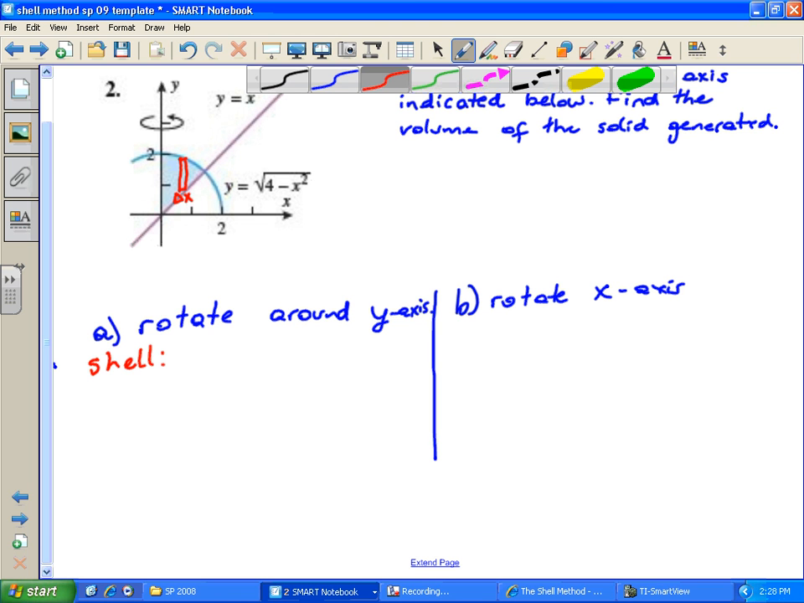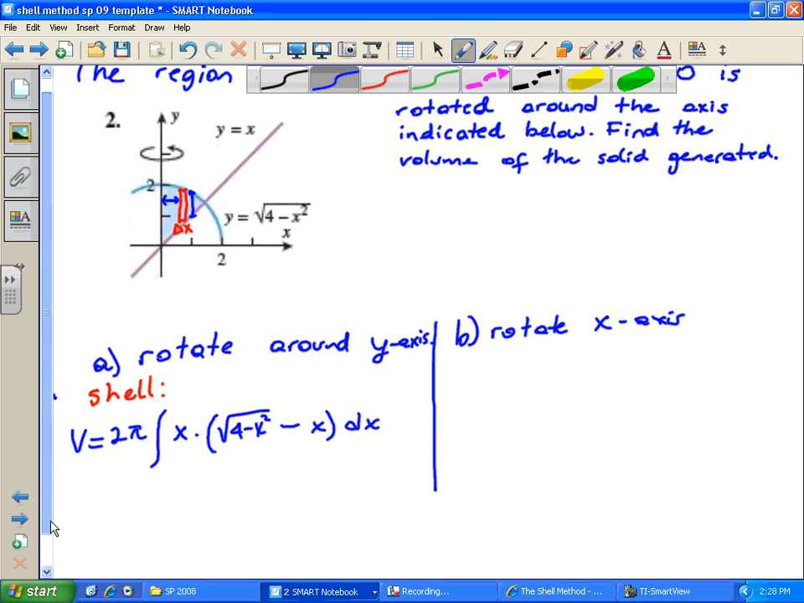So here's how we set it up. 2 pi times the integral of shell radius. Shell radius will be x. Shell height. The height of our rectangle, since the rectangle is being bordered by two functions, will be the top one, which is root 4 minus x squared, minus the bottom one, which is x. The thickness is dx, and the limits will come from the x-axis.